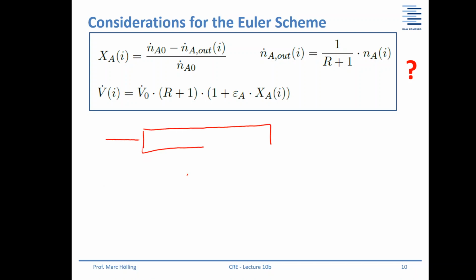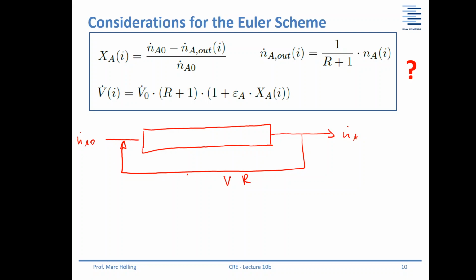Here is the plug flow reactor, and then we have the recycle stream. You have the inlet mole flow of component A, and here you have the outlet mole flow N_A, and here you have the recycle ratio, so the volume flow, let's say the recycle ratio is equal to 5.